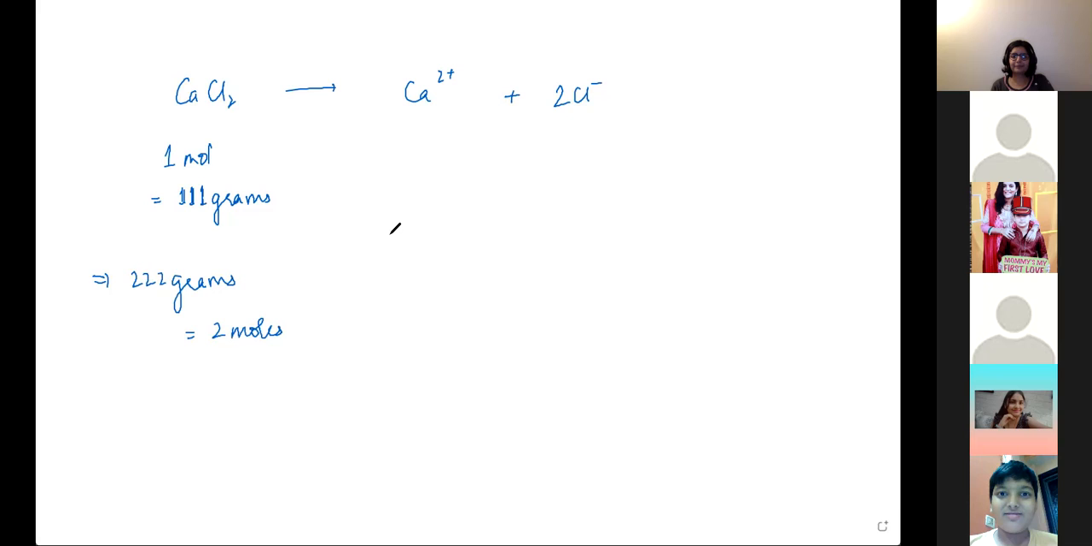Okay. So how did you get that? So, ma'am, the formula unit of CaCl2 gives 3 ions. So 1 mole is giving 3 moles of ions. Yes. So 1 mole of Ca2+ ions and 2 moles of Cl- ions. Correct. So total, meaning 3 moles of ions are produced. Yes. Okay.